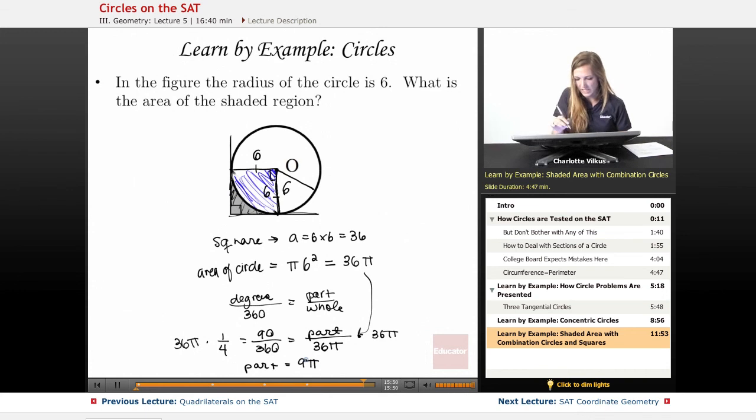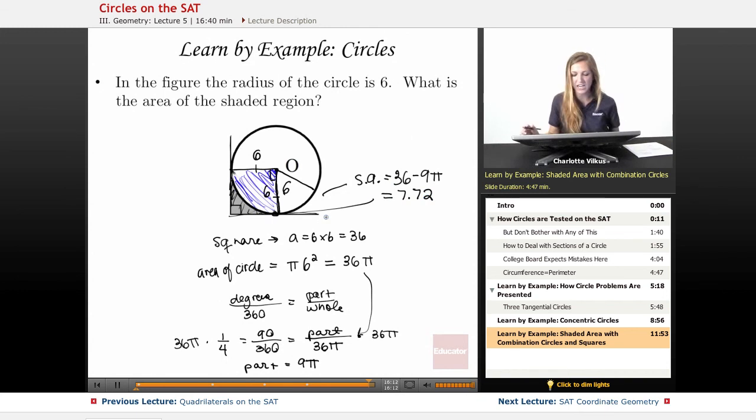And then for my shaded area, which I'm going to shorten as SA again, that's just my square minus my quarter circle, 36 minus 9 pi. If I do that in my calculator, I'm going to get something like 7.72. So now I have that shaded area.